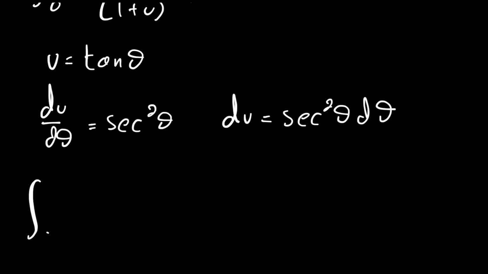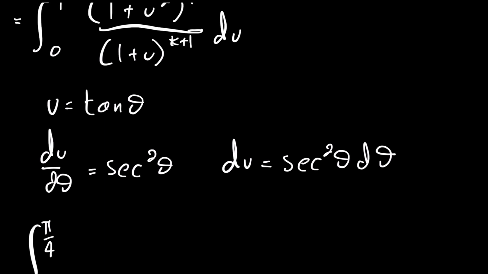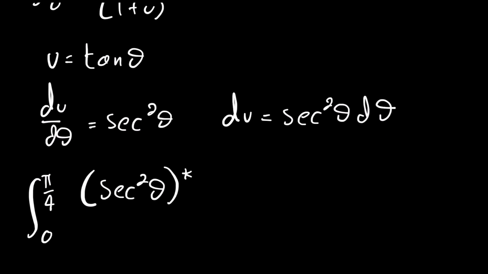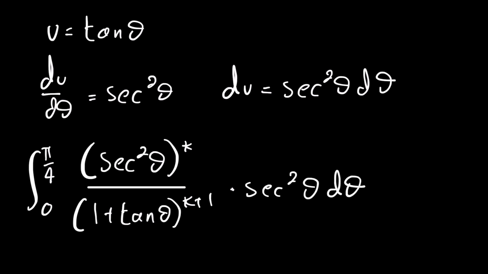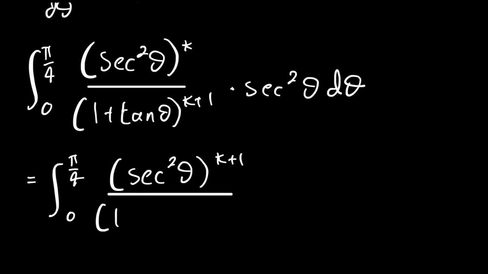So doing this, we get 0 to pi over 4, and we'll have 1 plus u squared becomes 1 plus tan squared theta. And with the identity, we can say this is sec squared theta. And then in the denominator, we just have 1 plus tan theta to the k plus 1. Substituting our du out, we have sec squared theta d theta. And now we can put that into the numerator, and we'll have 1 plus tan theta in the denominator.